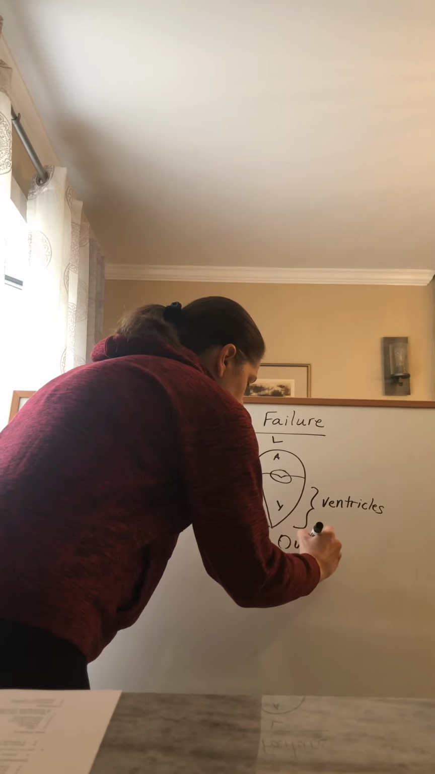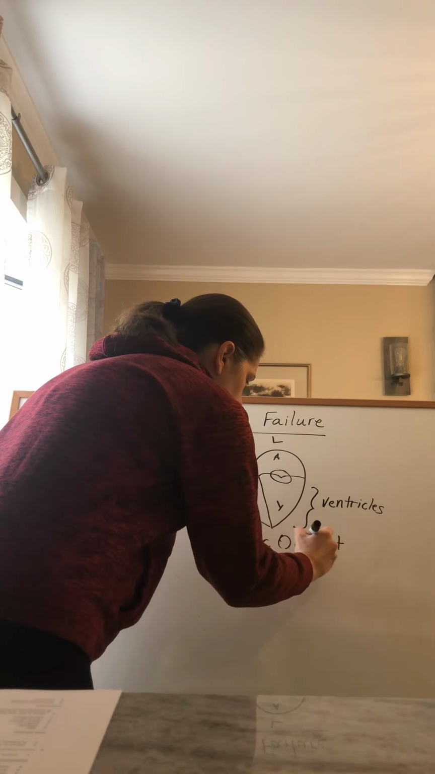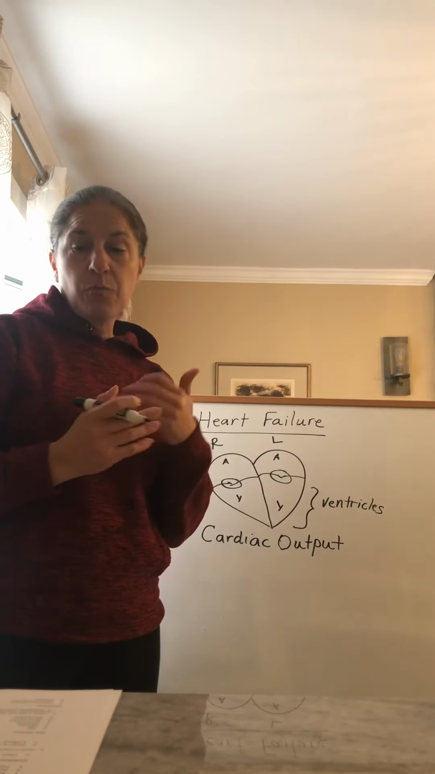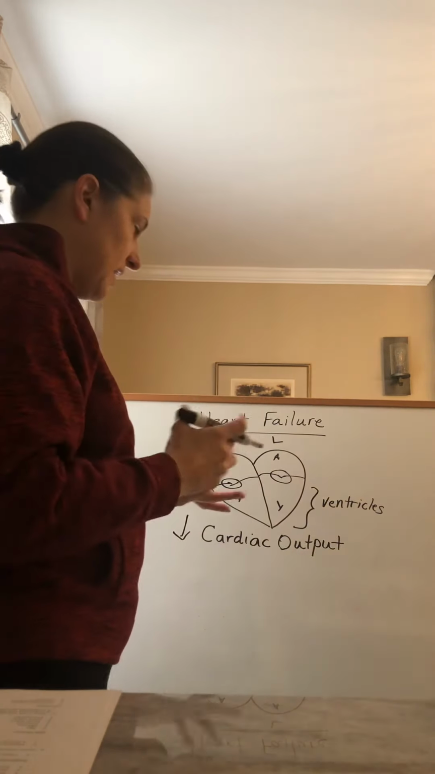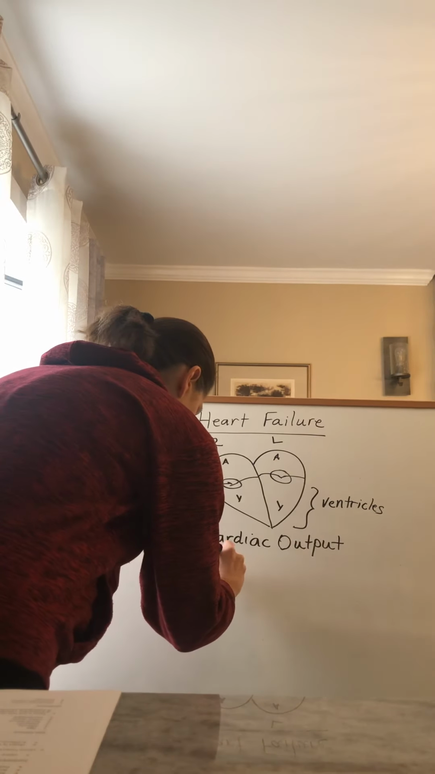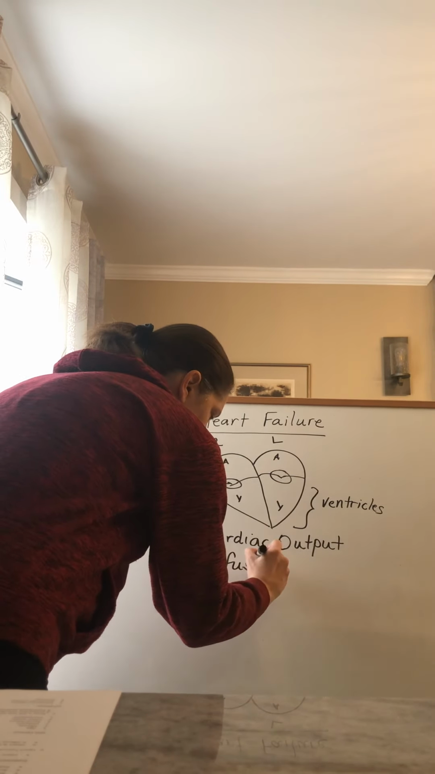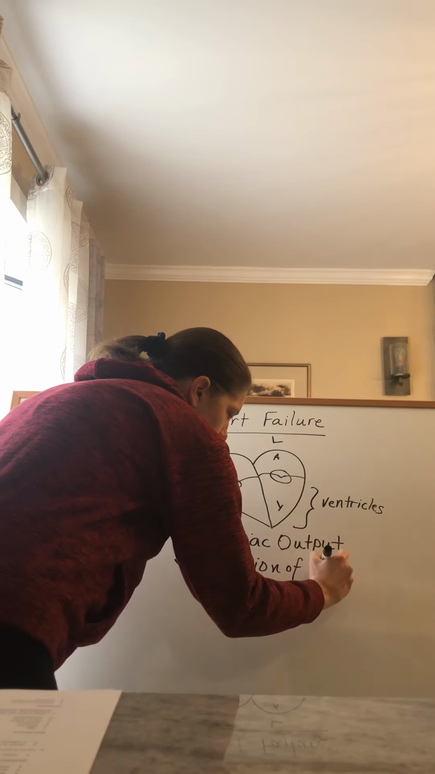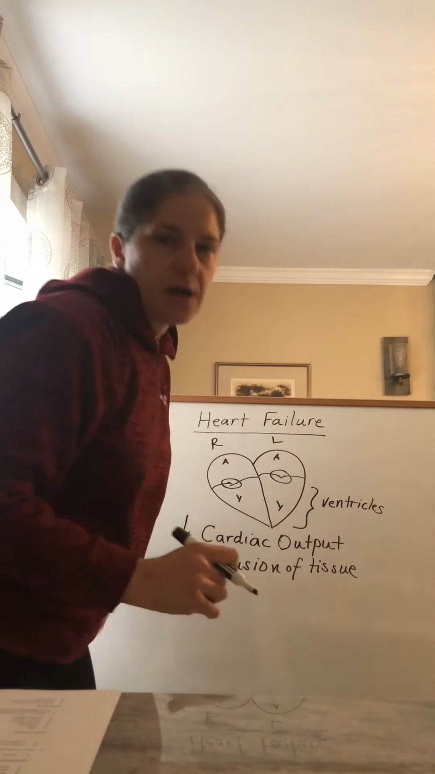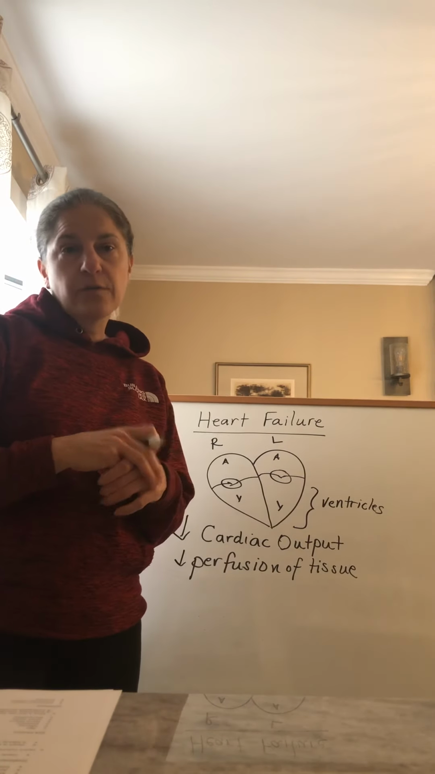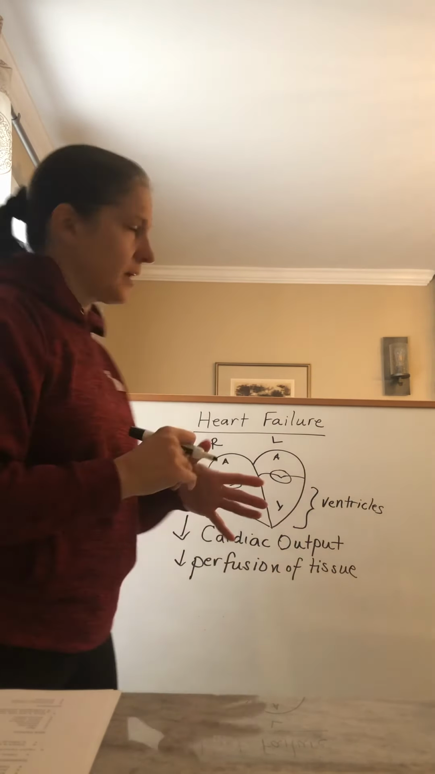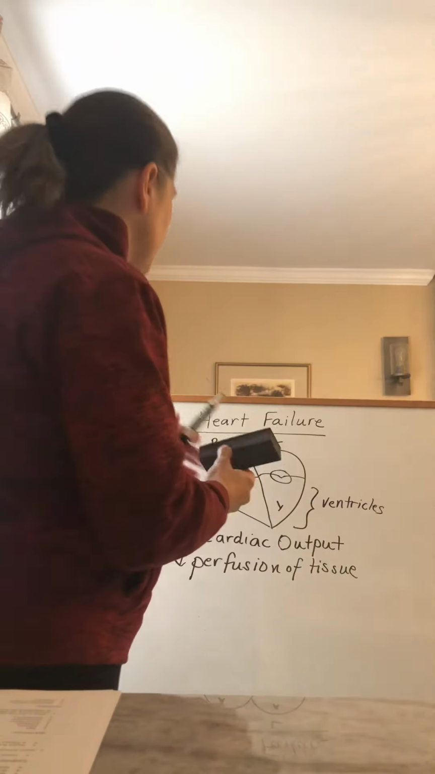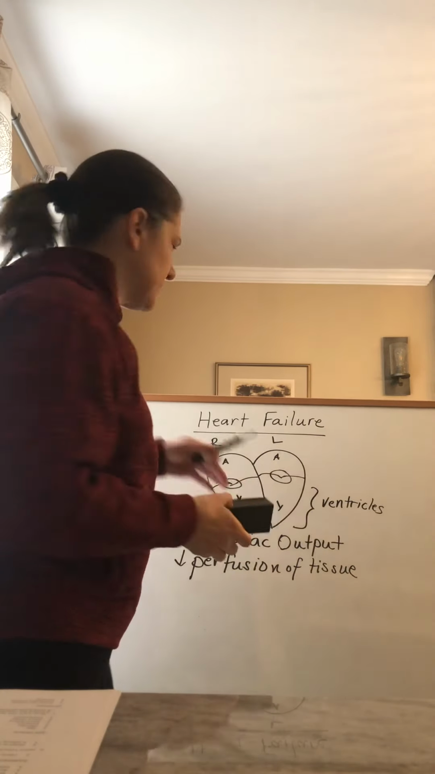So when someone has heart failure, the big picture is you would have a drop-off in cardiac output. And why that is dangerous is then you would have inadequate perfusion of tissue, meaning you're not getting sufficient oxygen to the tissues that need it to carry out aerobic cellular respiration. This condition affects approximately 10% of individuals over the age of 65, so it's fairly common.